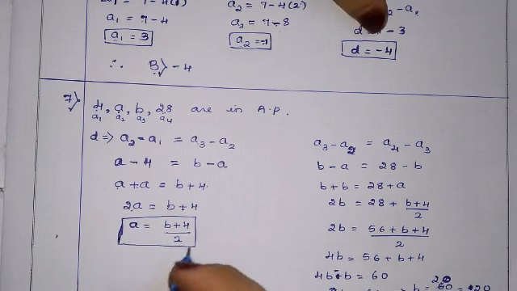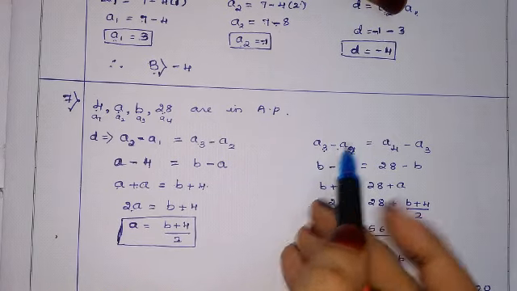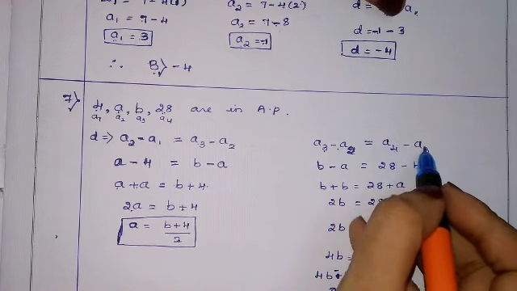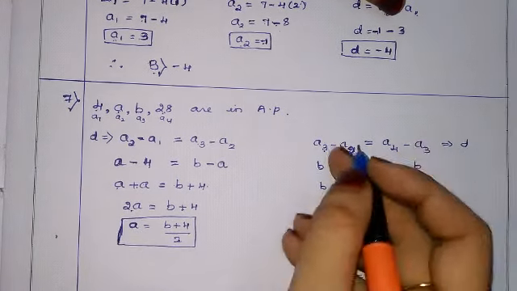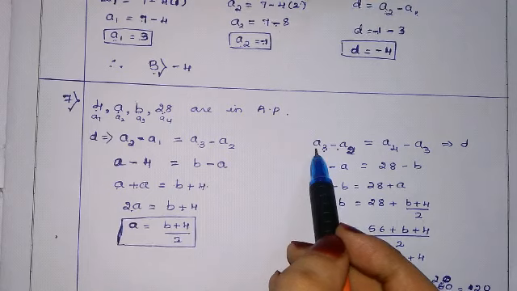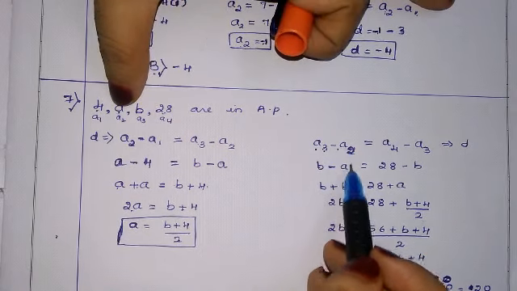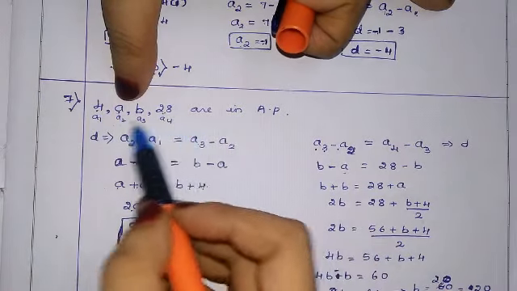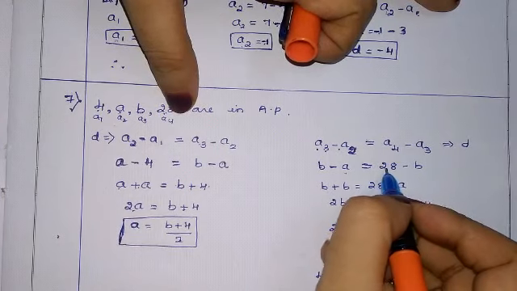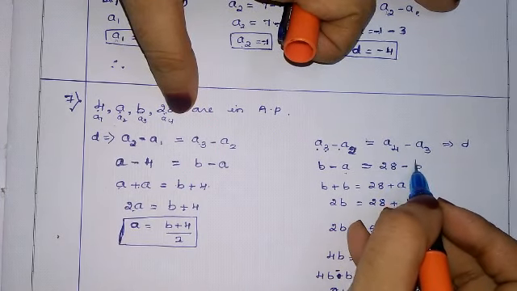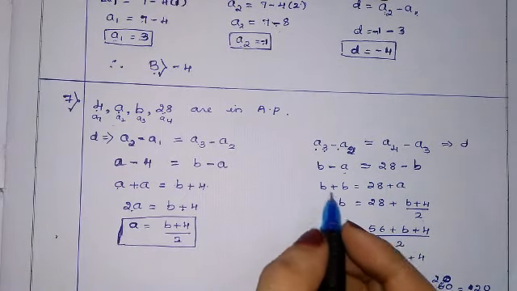Now let us see. We know that again A3 minus A2 is equal to A4 minus A3. These are all D values, so they are equal. Now A3 value is B, A2 value is A, so B minus A is equal to A4 value, which is 28, minus A3 value, which is B. Now we will bring the B terms to one side.